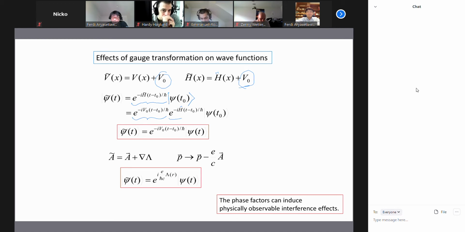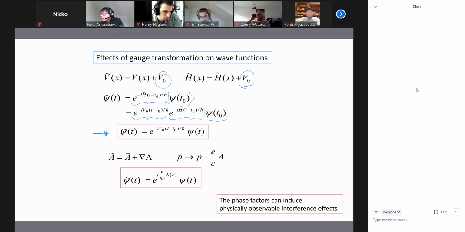And this one here is just the state without the gauge, that's the original Hamiltonian, so that just evolves the state from t0 to t. So then we get this result here. The wave function, as we expect, under the gauge transformation is just a phase factor multiplied by the original wave function without the gauge.